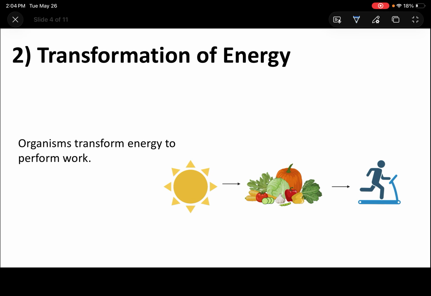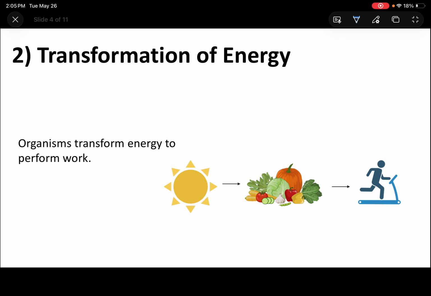The second property is that living organisms transform energy to perform work. So we have to be able to get energy from somewhere. So for us, that's by eating food. We eat food, and then our cells have to be able to turn that into something usable in order to do things like run on a treadmill or to listen to a lecture. And so later in the semester, you'll actually learn how cells take food and turn it into energy.